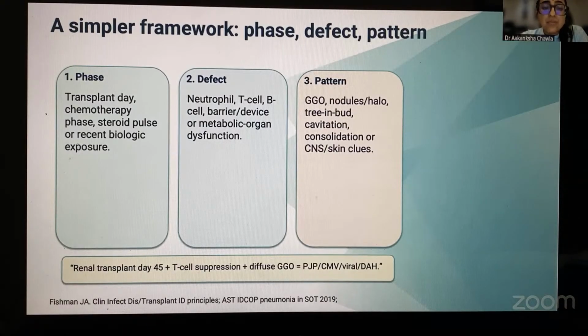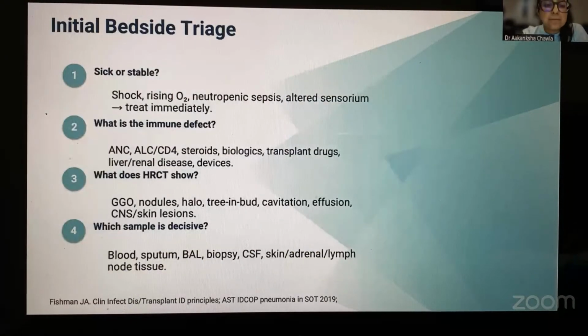For example, a patient post-renal transplant at day 45 with T cell suppression and diffuse ground glassing on the CT. You have to keep in mind the possibility of Pneumocystis jirovecii, CMV infection, other viral infections, as well as diffuse alveolar hemorrhage. Unless you keep this in mind, your empirical cover will lack the initial therapy of choice, and delay in immunocompromised hosts can lead to catastrophic events.